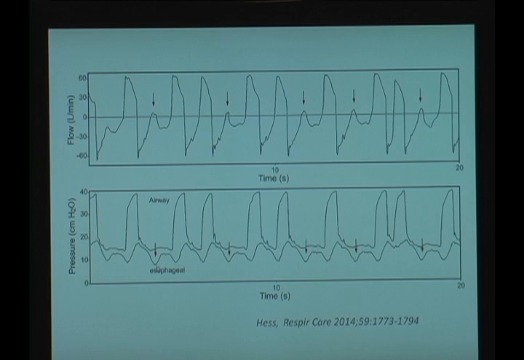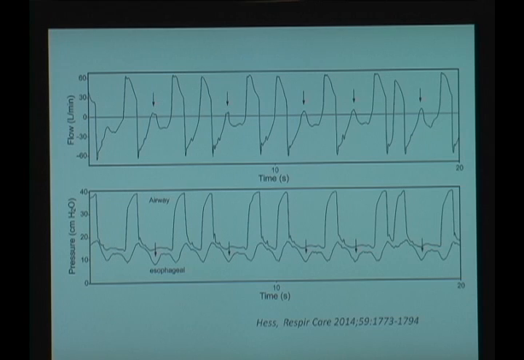So here the patient makes an effort, does not trigger a breath. Here's an effort, does not trigger a breath. Here's an effort, does not trigger a breath. When we see that, that is a classic sign of autopeep.